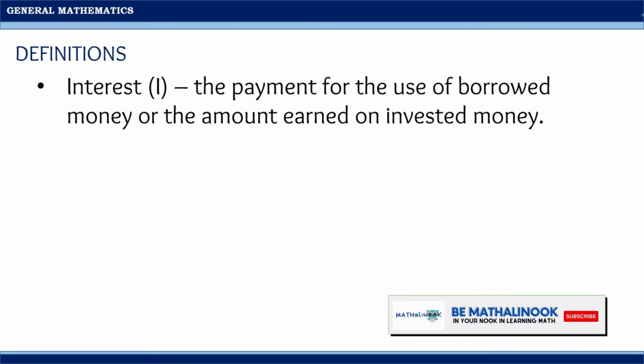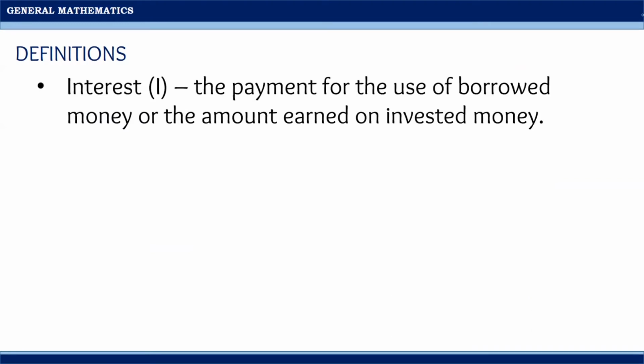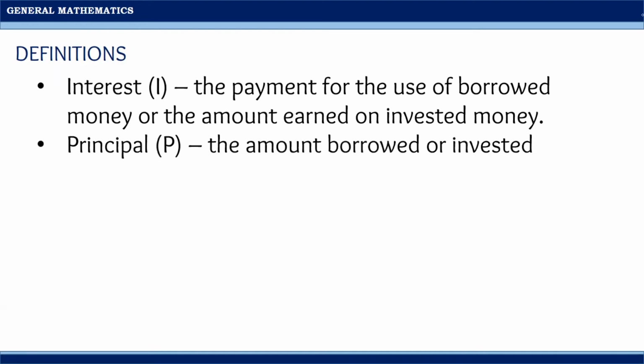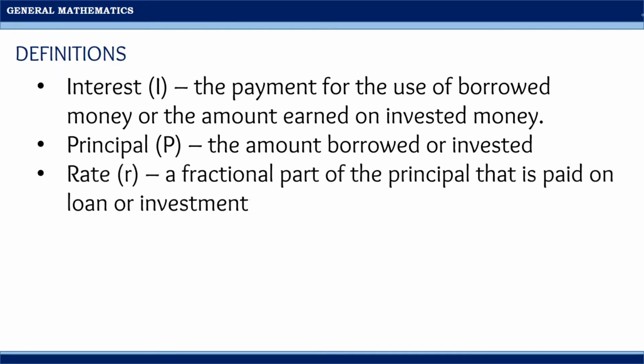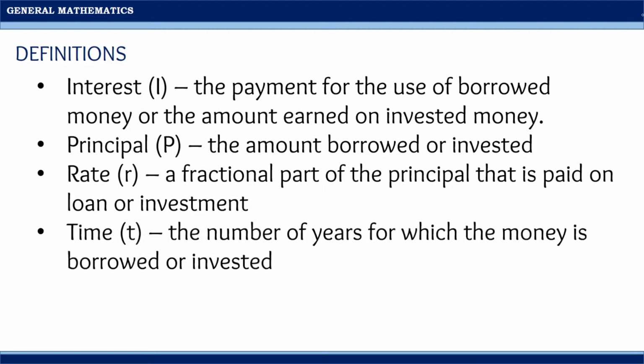Interest, represented by I, is the payment for the use of borrowed money or the amount earned on invested money. The principal, represented by letter P, is the amount being borrowed or invested. Rate, represented by R, is a fractional part of the principal that is paid on loan or investment. Time, represented by T, is the number of years for which the money is being borrowed or invested.